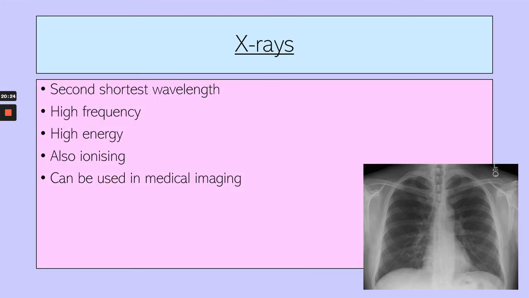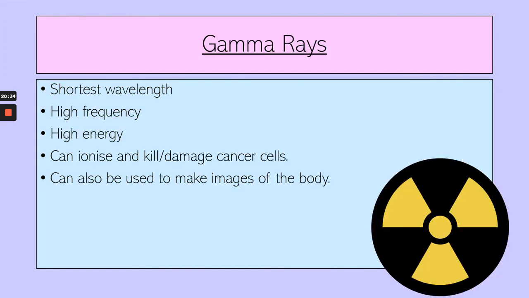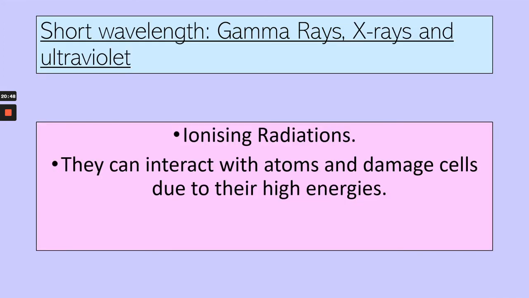Okay, the next one is X-rays, and this has the second shortest wavelength with a high frequency and high energy, and it is also ionizing. It can be used for medical imaging. Finally, we have gamma rays, and this is the shortest wavelength, and it has a high frequency and high energy. It can ionize and kill or damage cancer cells, and can also be used to make images of the body.